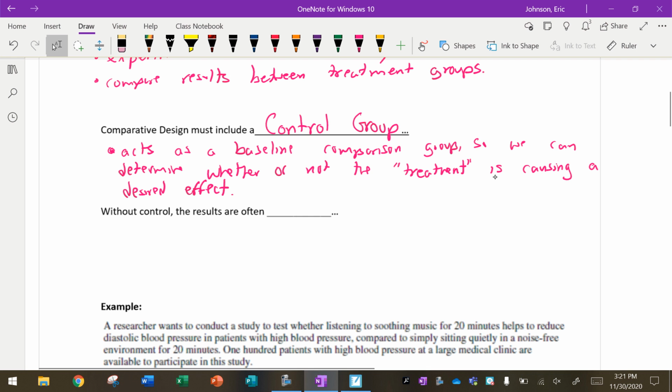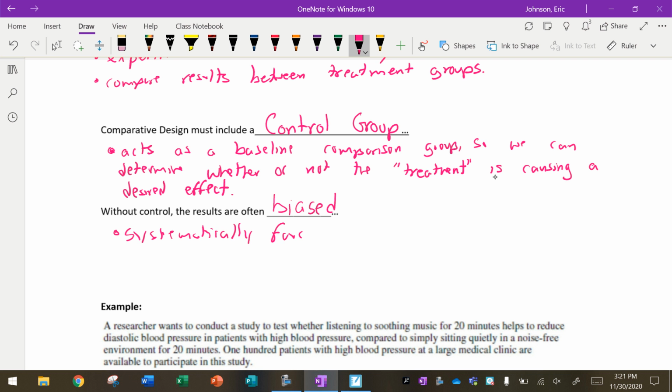Because if you don't have a control group, our results can be biased. All right? Meaning that they are systematically favoring a specific outcome. Just like you can have bias in sampling and surveys, you can have bias in experiments, the way they are set up. So the idea is to incorporate randomization when assigning your treatment groups, and to incorporate a control group, aka a baseline comparison group, so you don't have biased results.